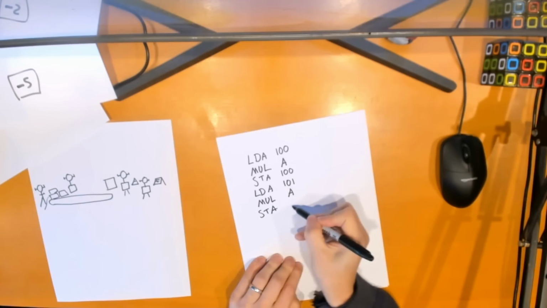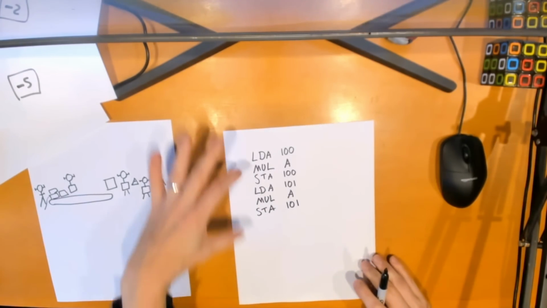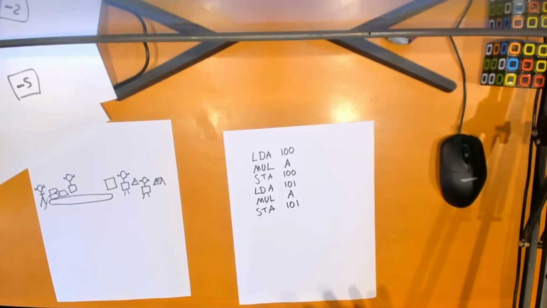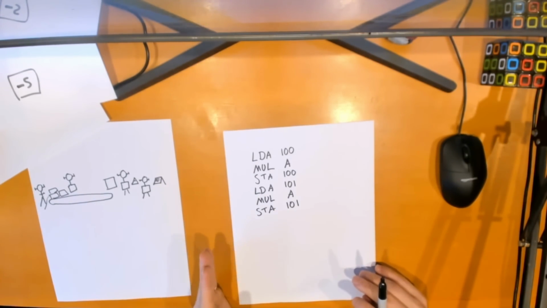So we're going to store in 101. Okay, so here we've got a fairly typical snippet of a program that wanted to square something that's in box 100 and square something that was in box 101.